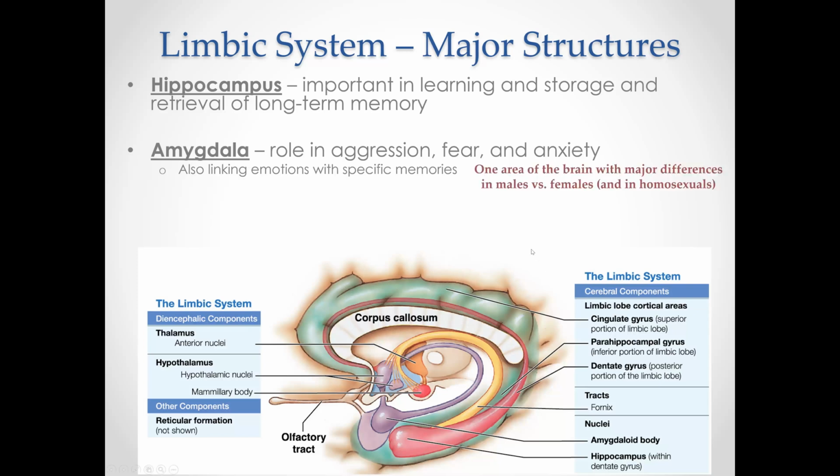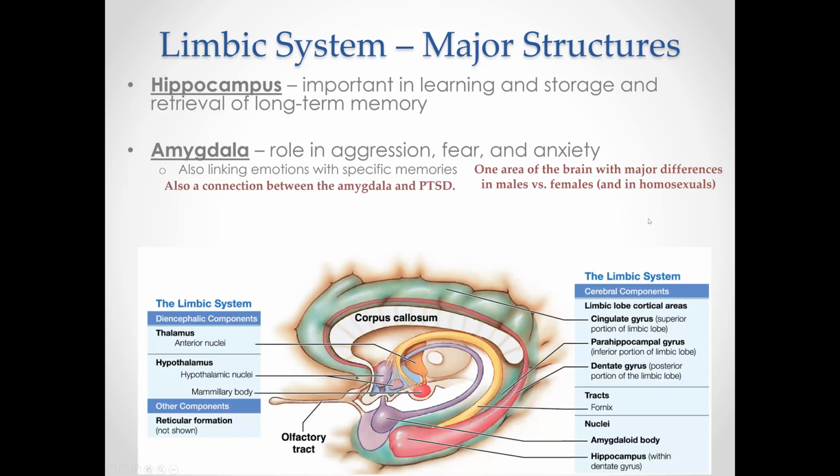And the amygdala is one area of the brain that does have major differences in males versus females. So males typically have a larger amygdala, and it has a slightly different structure than the female amygdala. This is thought to be one of the reasons why males typically show aggression more than females. And interestingly, in homosexuals, the amygdala shows a difference as well. Specifically, homosexual males have an amygdala that resembles more of a female amygdala, and homosexual females have an amygdala that looks more like a male amygdala.